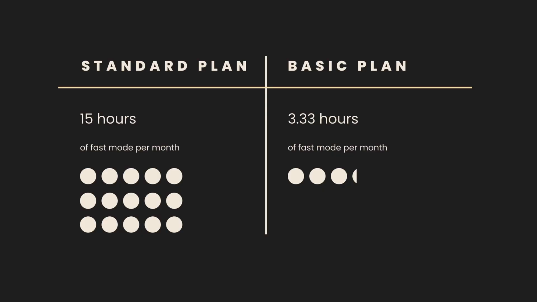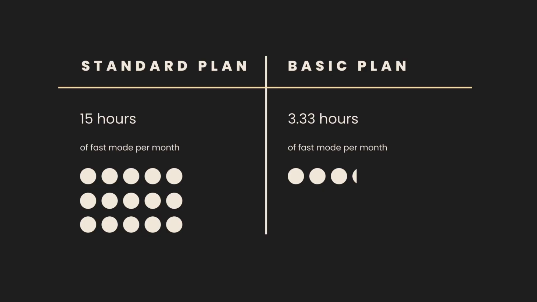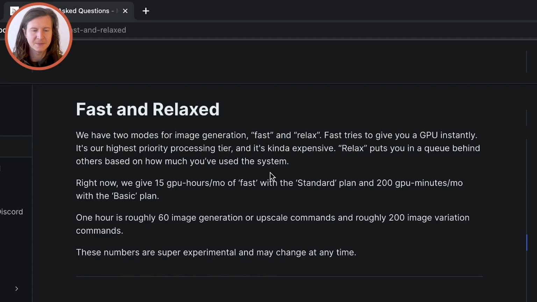Right now, we give 15 hours per month of fast with the standard plan, and 200 minutes, which equals 3 hours and a third a month, with the basic plan. 1 hour is roughly 60 images, which means with the basic plan, you get around 200 images in fast mode, whereas with the standard plan, you get up to 900 images in fast mode.